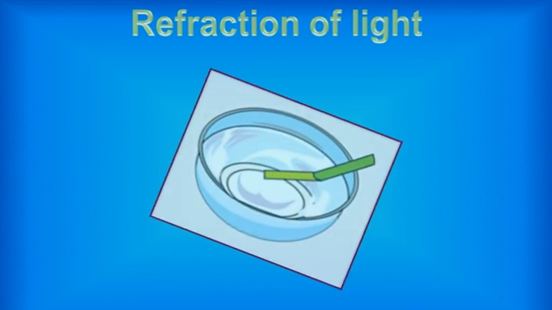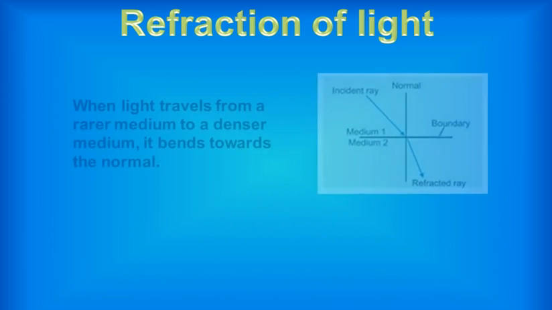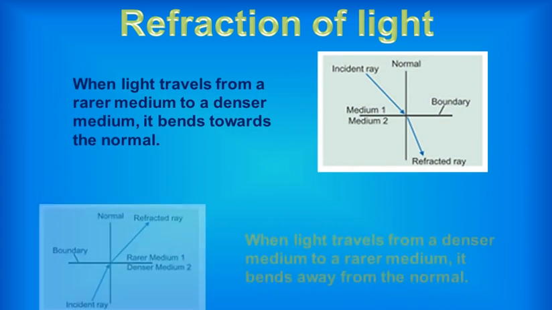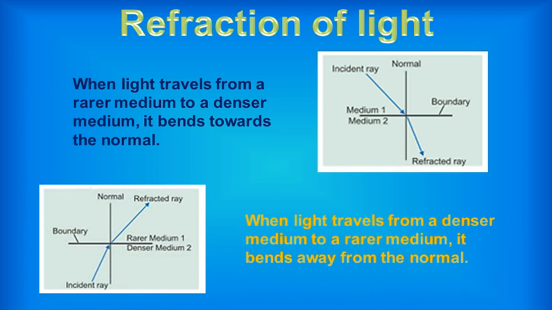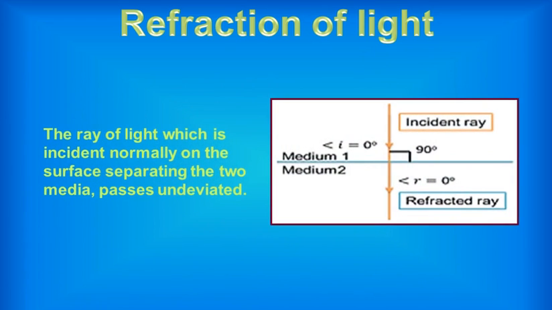Refraction of light is bending of light. But this bending varies when light passes from one medium to another. Let us learn some important rules followed by light rays during refraction. When light travels from a rarer medium to a denser medium, it bends towards the normal. When light travels from a denser medium to a rarer medium, it bends away from the normal. The ray of light which is incident normally on the surface separating the two media passes undeviated.